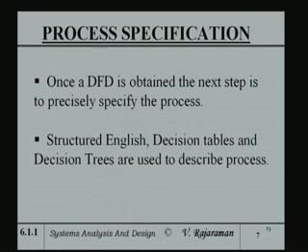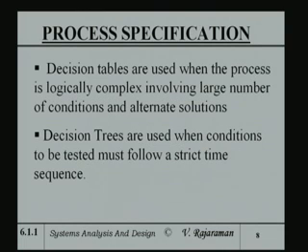And let us start with the actual process specification. Once a DFD is obtained, the next step is to precisely specify the process using either structured English, decision tables or decision trees. Again, I am saying the same thing. Decision tables are used when the process is logically complex, and trees are used when conditions must follow a certain strict order.